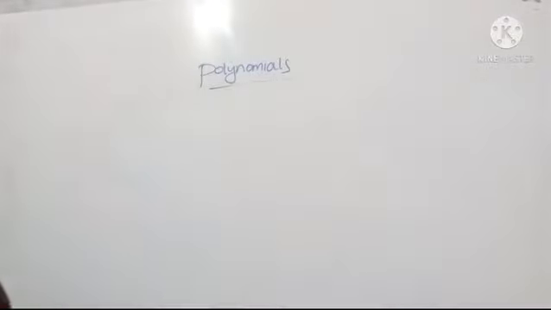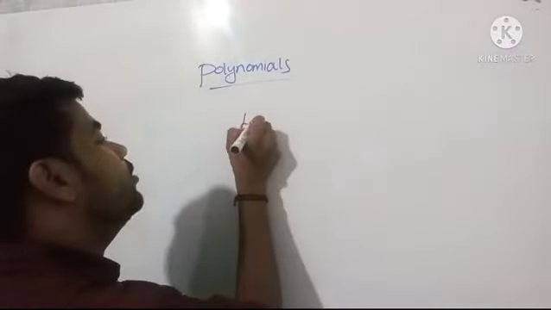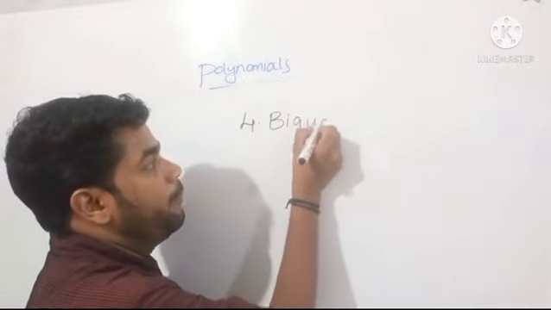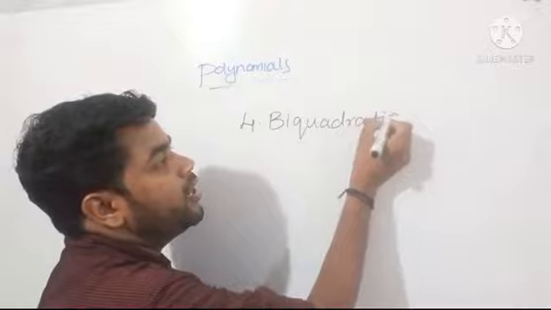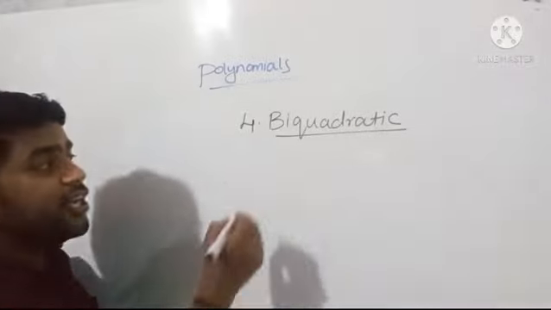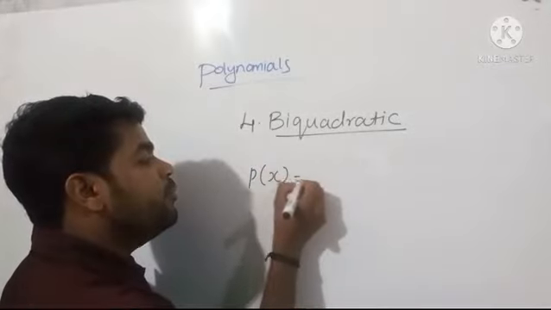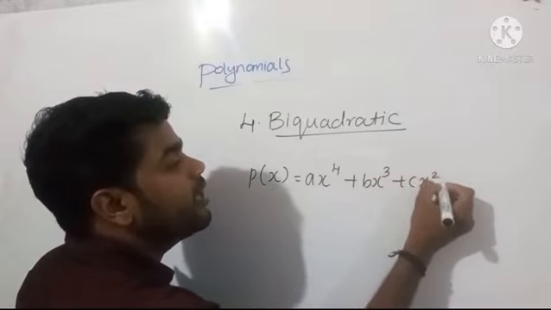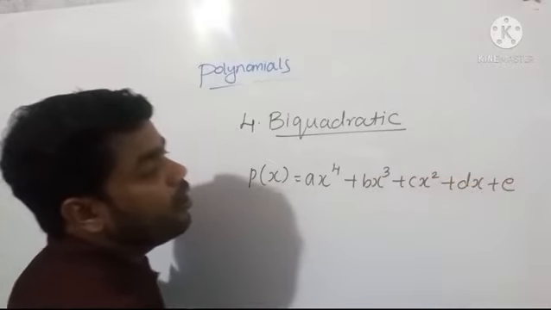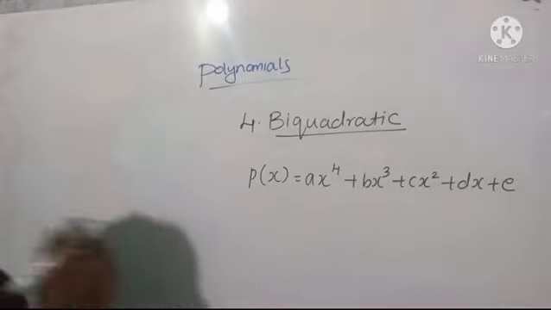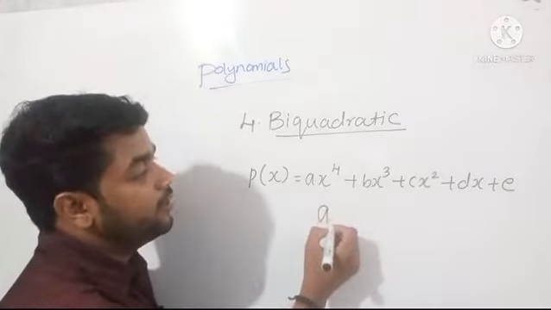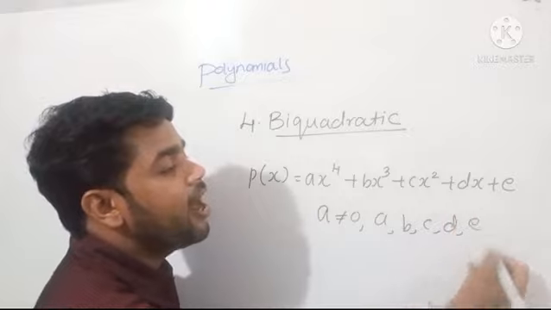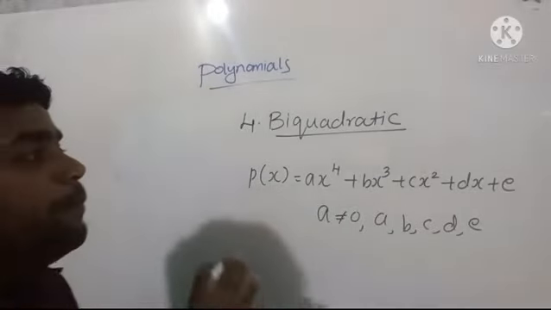Then the fourth one is not important from the examination point of view, you just have to understand it: biquadratic polynomial. A biquadratic polynomial means a polynomial having degree 4. It is of the form p of x equal to ax raised to 4 plus bx cube plus cx square plus dx plus e. The condition is a not equal to 0, and a, b, c, d and e are any real numbers.